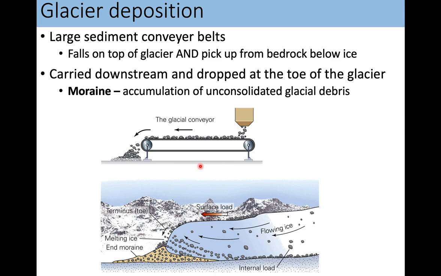Glaciers sort of act like a conveyor belt. These images are from the textbook. I thought it was such a great way to explain glacier deposition. It really acts like a conveyor belt for all of the rock and the sediment, and even pieces of the bedrock that maybe fall on top of the glacier or are picked up from below.